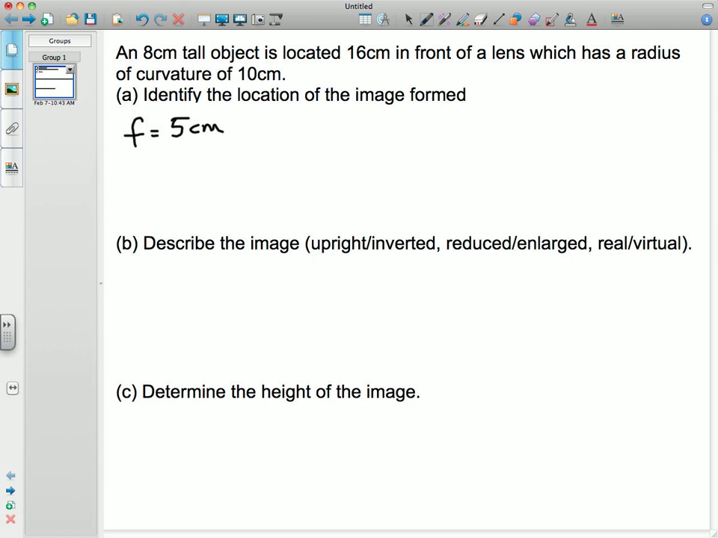1 over f. 1 over the focal length equals 1 over the image length, the distance the image is from the lens, plus 1 over the object length, which is the distance the object is from the lens. So we know the focal length, 1 over 5 centimeters. The image length is what we are trying to solve for, plus the object length. And what's the object length in this case? 16 centimeters.